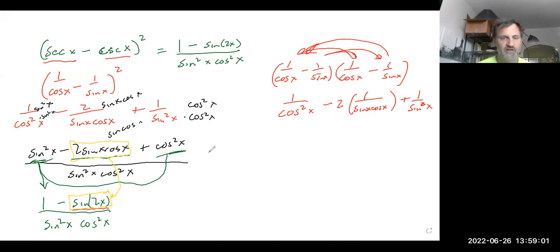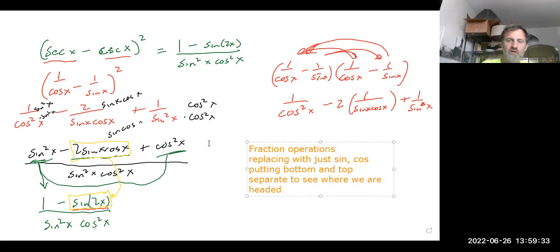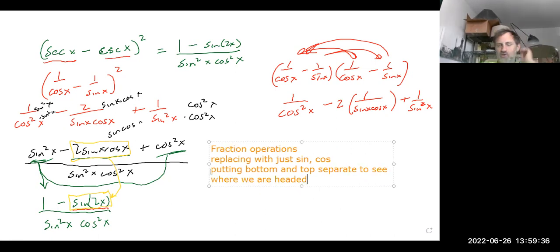Okay. So another example of working a proof. The key here was fraction operations. Just type it out. Fraction operations were critical. Replacing with just sine and cosine. And as always, putting the bottom and top separate to see where we are headed. So that last part is the choice that I made here. And this is just generally, I think, good proof writing.